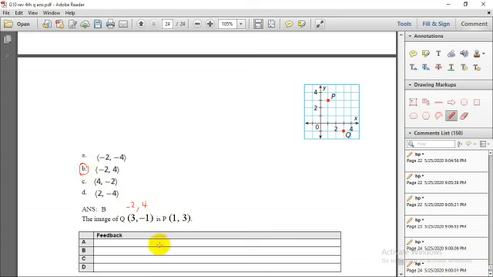Very good. Again, how do I get it? I tell myself 3 became 1. How? I subtract 2, or add negative 2. 3 plus negative 2 will give me 1. Negative 1 plus what gives me 3? Negative 1 plus 4 gives me 3. So this is my vector.